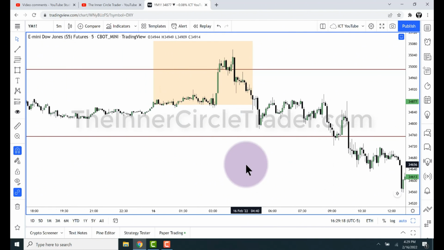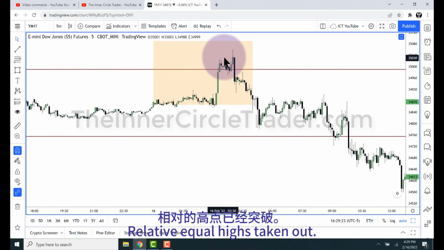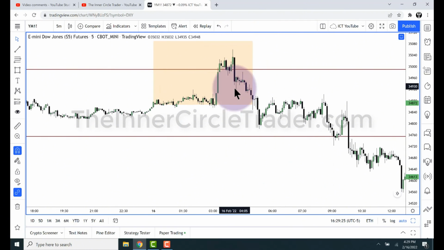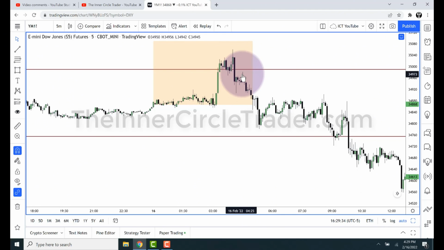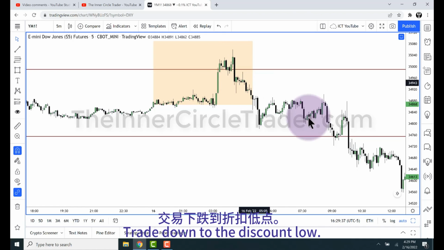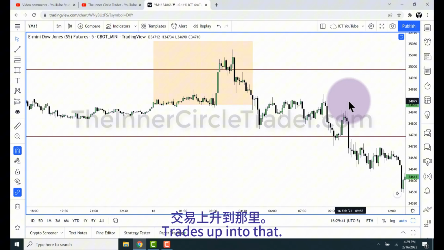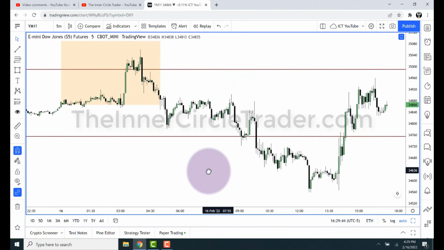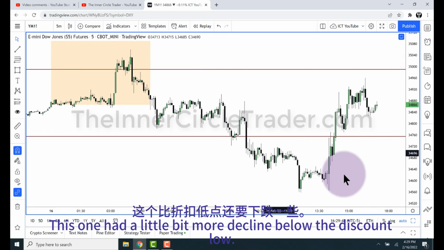There you go. All right, so we had the run above the premium high, relative equal highs taken out, breaks swing low taken, imbalance with protraction, and it's meaningful. Nice beefy candle, trades up into that as a fair value gap. You can go short with that. Trade down to the discount low. Another little imbalance here, trades up into that, breaks down lower. In the same business as I mentioned earlier. This one had a little bit more decline below the discount low.